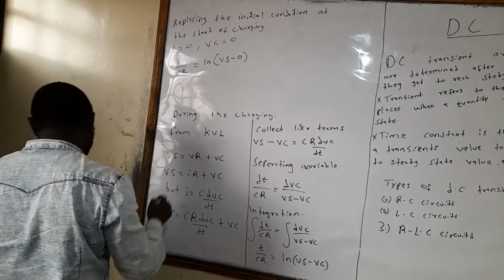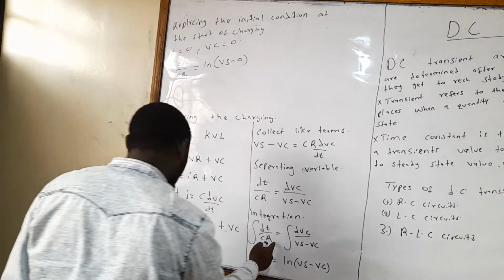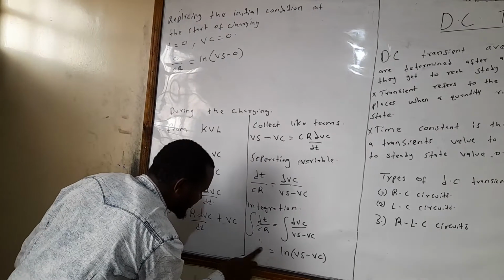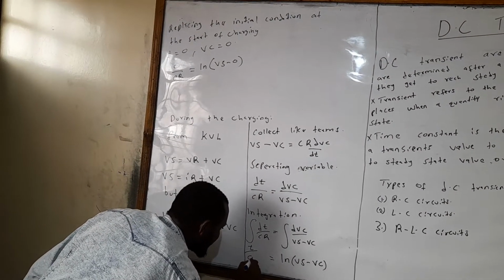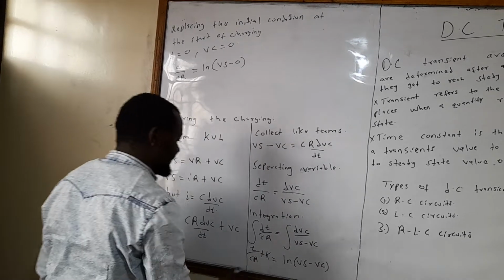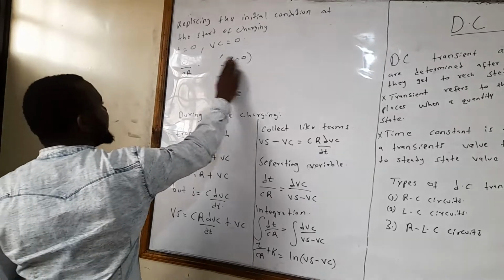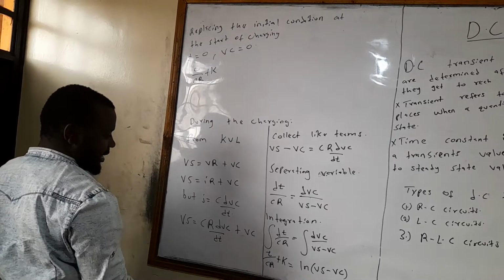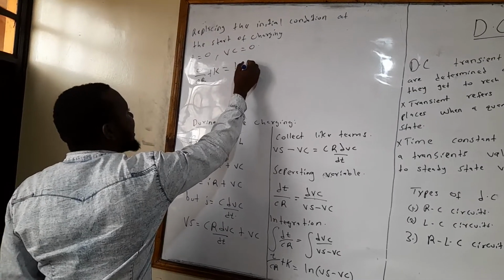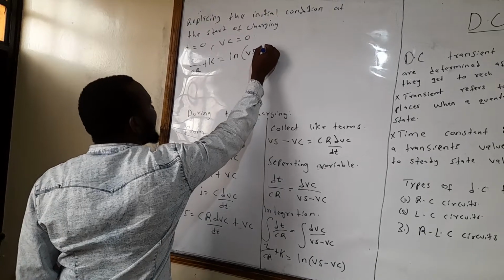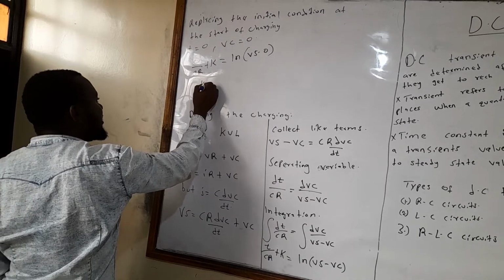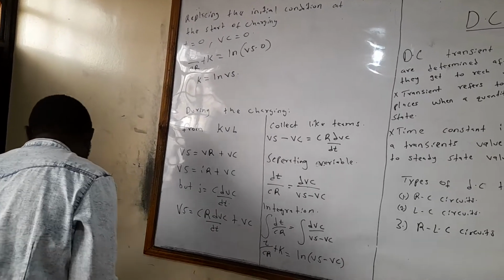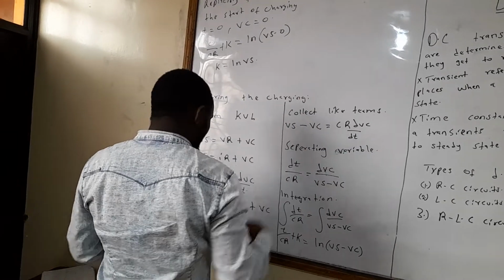When you integrate this, remember, after integration, we are going to introduce a constant. There is a constant here, t over CR plus the constant K. Therefore, 0 divided by CR plus our constant K is equal to ln of Vs minus 0. Therefore, K is equal to ln of Vs.